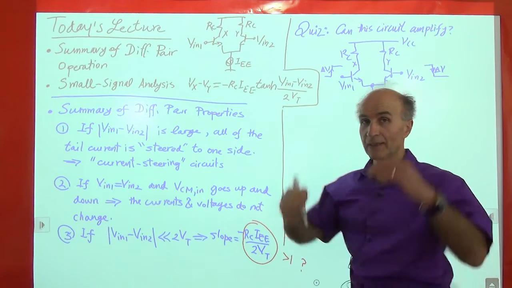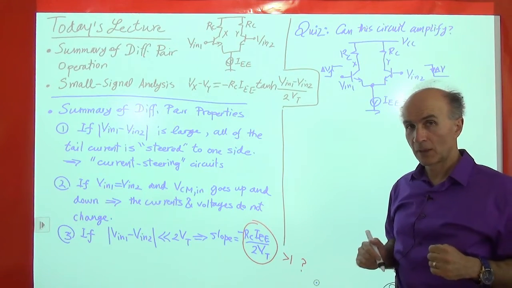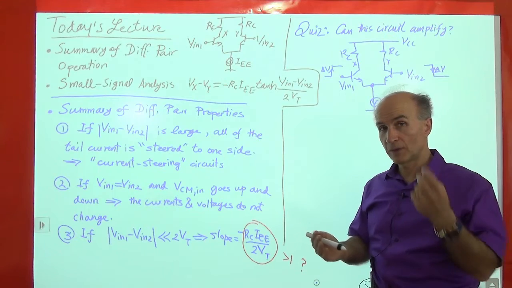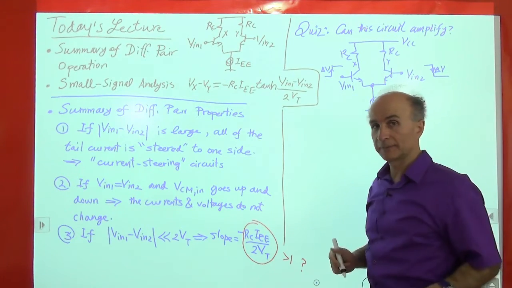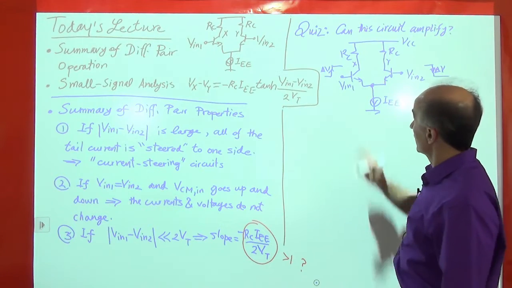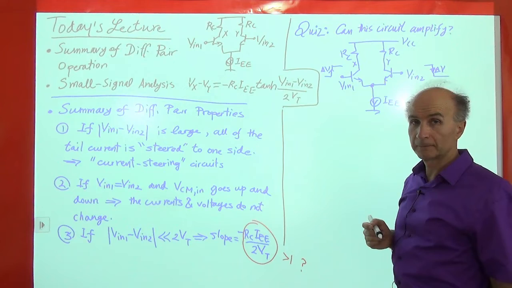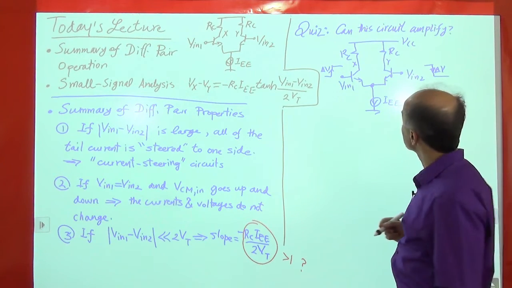Okay, so they start at the same level. One goes up by delta V, one goes down by delta V. So the total change in V in 1 minus V in 2 is 2 delta V, right? First it's 0, then it's 2 delta V. These are small numbers, and I would like to see exactly what the circuit does. Of course, we should get the same results, but let's just do it this way.